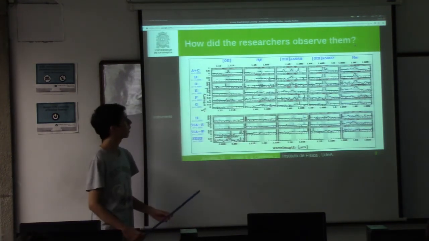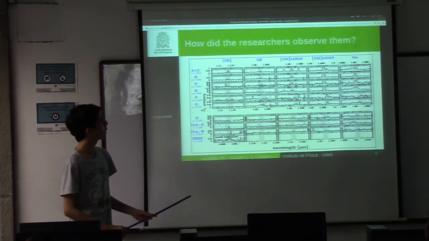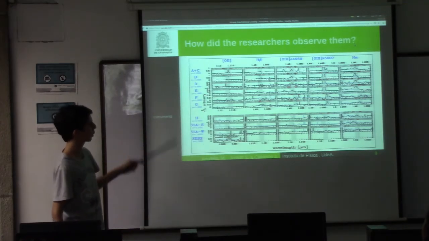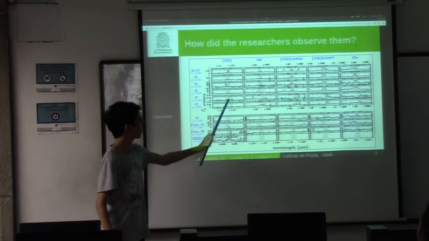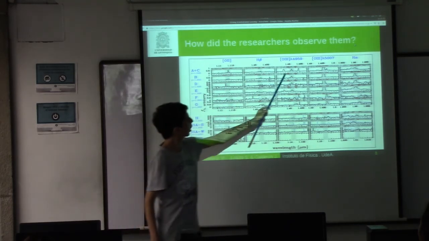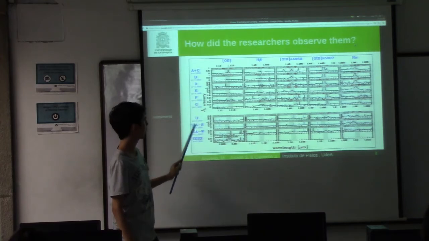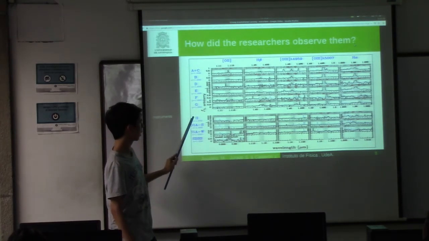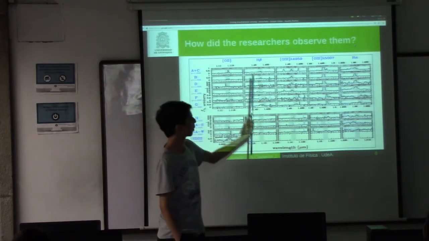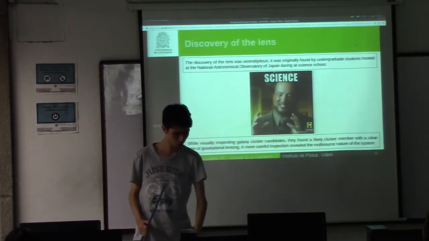Okay, then we have this work they did with spectroscopy. We can see the main peaks over here in different bands for the different features they saw in the lens. And then we have the main features of the other source in different bands. Okay, that's what they used.